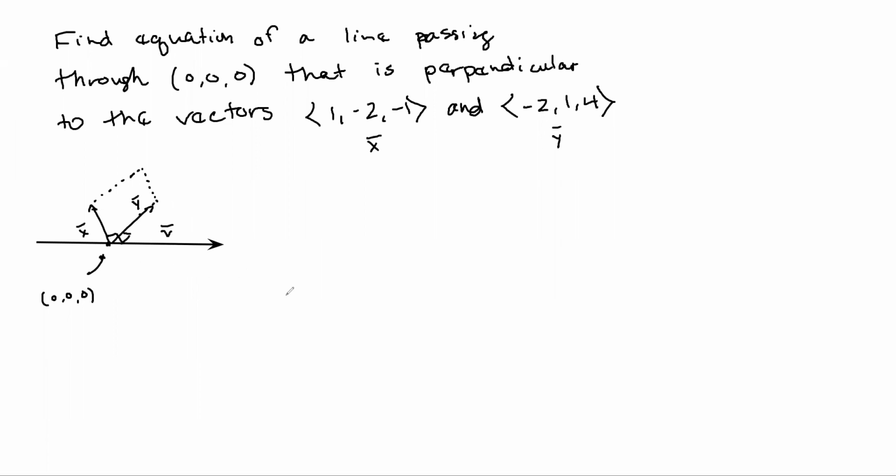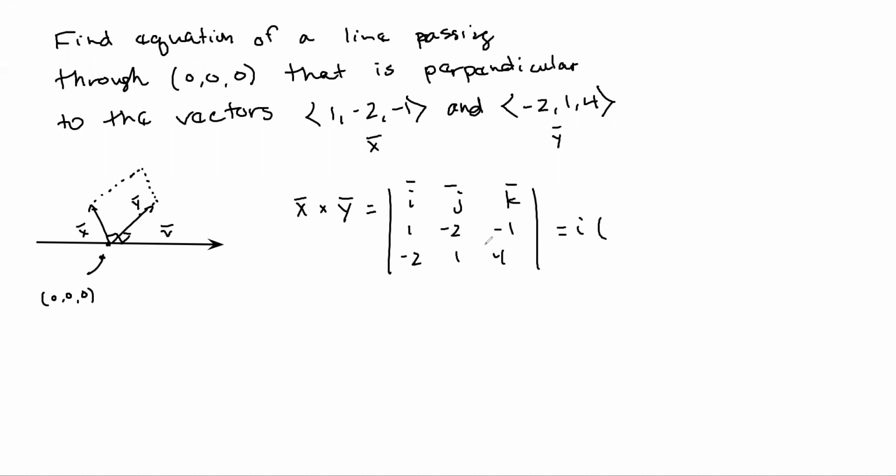Well, if you're tasked with finding a vector that is perpendicular to two given vectors, that is exactly what the cross product is for. That is the principal use of the cross product. So if you're not aware of that, then that's something to memorize. So we need to find x cross y. That's going to be the determinant with i, j, k, then 1, -2, -1, and -2, 1, 4.